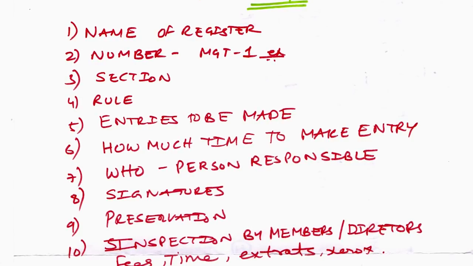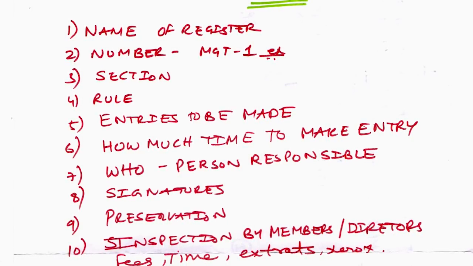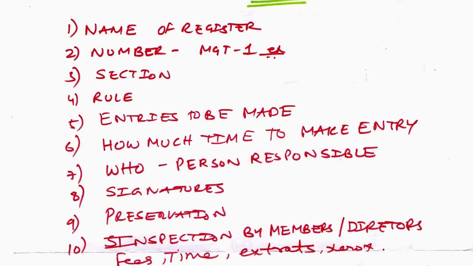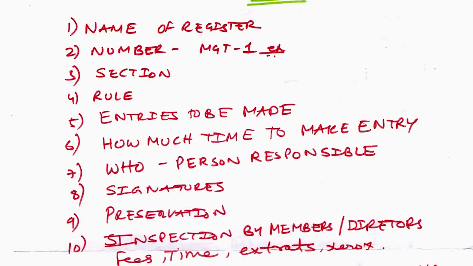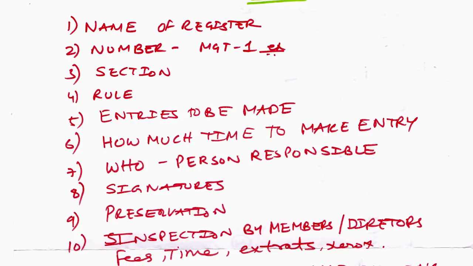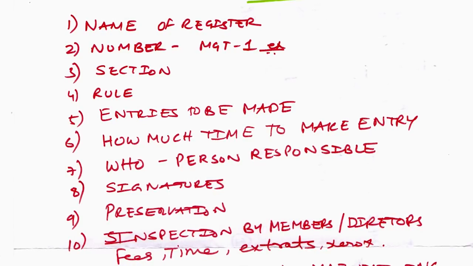So for example, if we talk about register of members, you should give what? Simple common sense. What is the name of the member? What is the address? How many shares he is having, when he became shareholder, etc. That is the entries to be made.